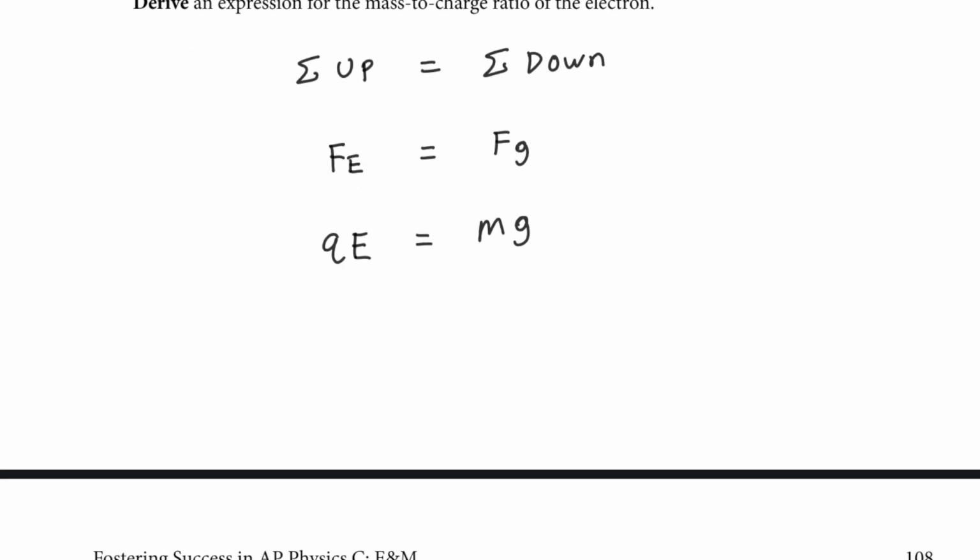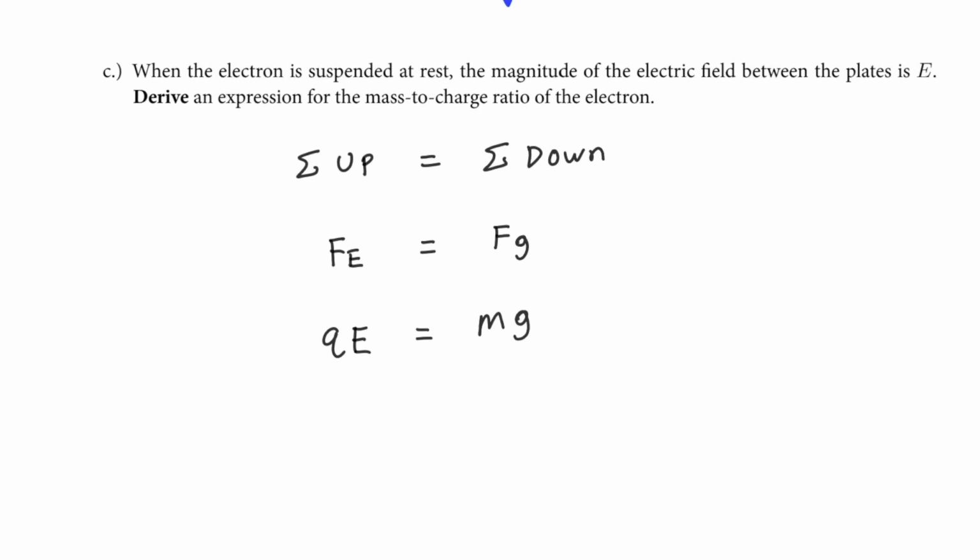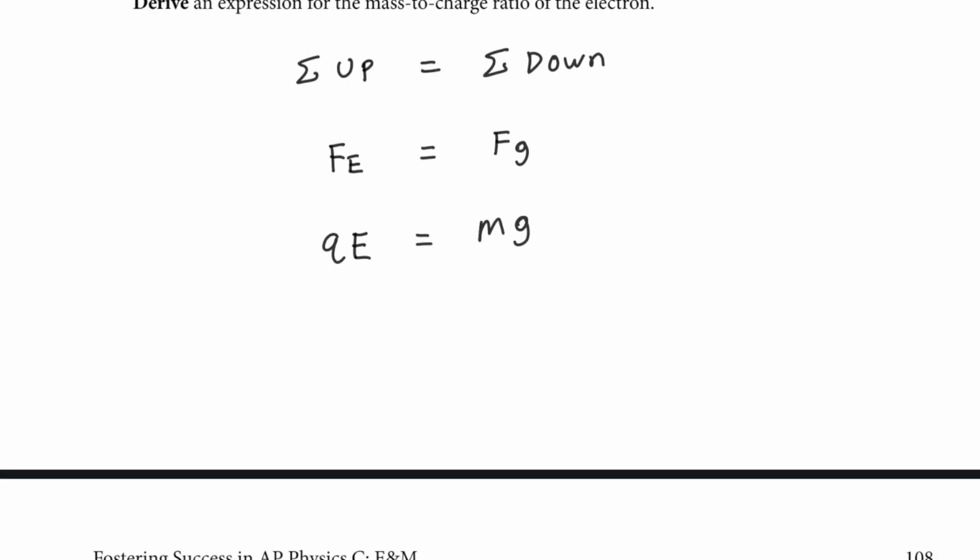And what we want is the mass to charge ratio of the electron. So you might call this little q, you might call this a lowercase e if you wanted to, but we want mass to charge ratio. So that's mass to charge. So I might say that E is equal to m divided by q, which is what I want, times g. So therefore, my mass to charge ratio is equal to the electric field over the gravitational field.